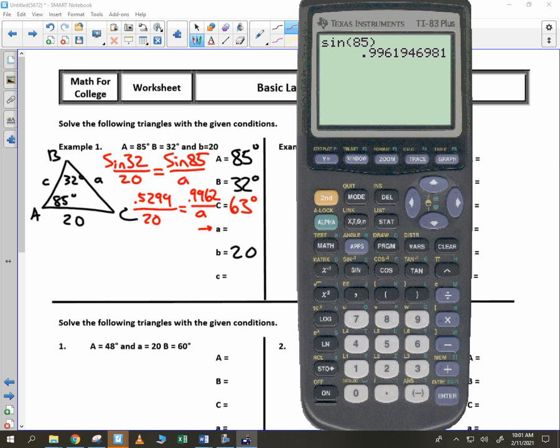Now, I think everybody here remembers how to cross multiply, right? So we're going to take 20 times the 0.9962, and then we're going to divide by the 0.5299, right? So I'll multiply, and then I'll divide by the 0.5. So let's do that. We got 20 times 0.9962 divided by 0.5299. And what do I get? I get 37.60, we'll call it. So 37.60.